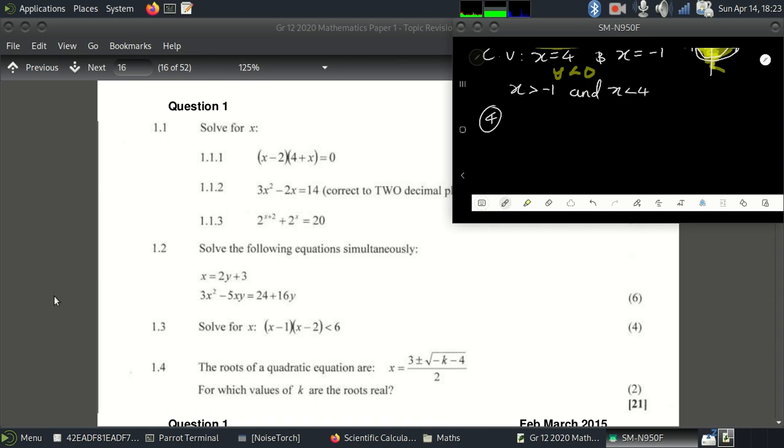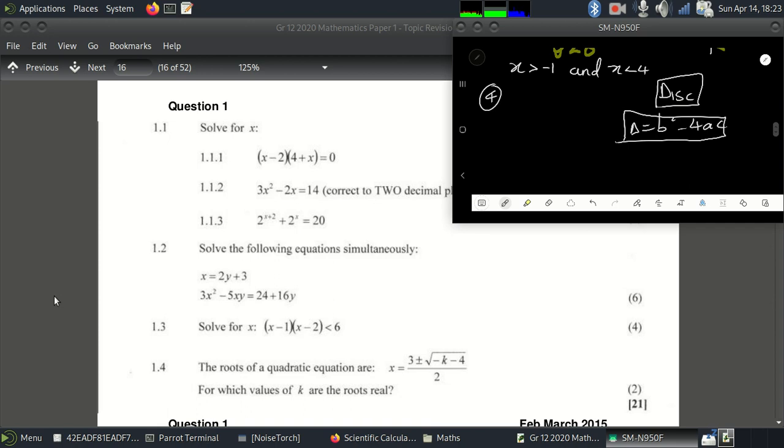When it comes to nature of roots, you have to note that you're always going to work with the discriminant. Majority of the time, you're going to work with the discriminant. And the discriminant says b squared minus 4ac. This is what the discriminant is. Actually, the discriminant is not even denoted by d. It's actually denoted by the delta sign that we have there. That's what discriminant means.